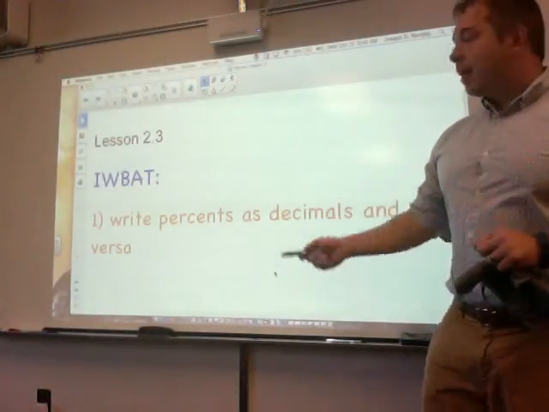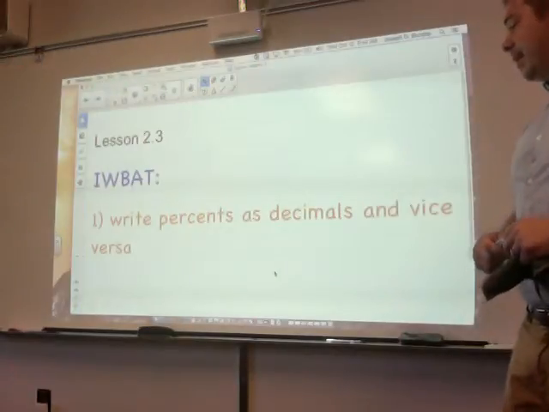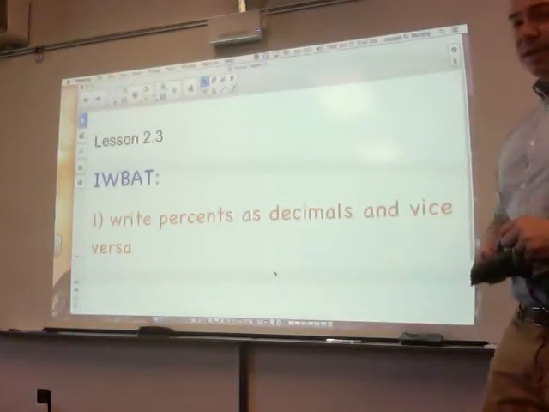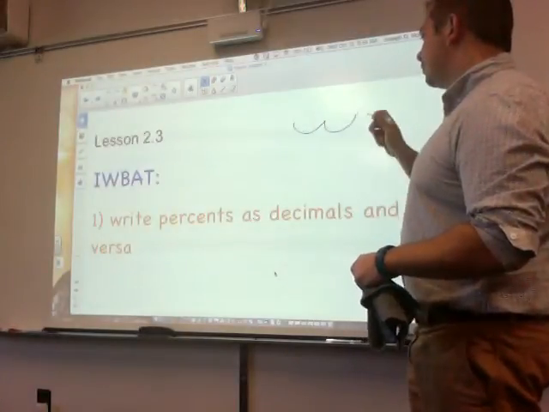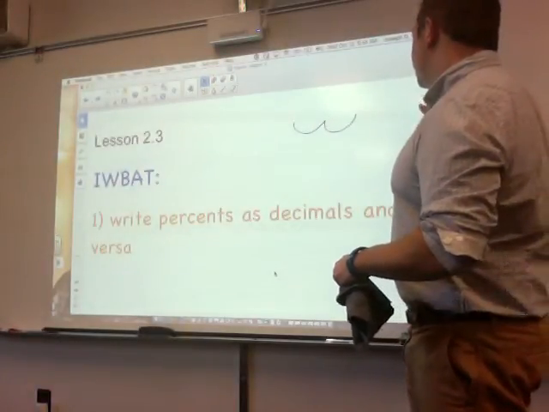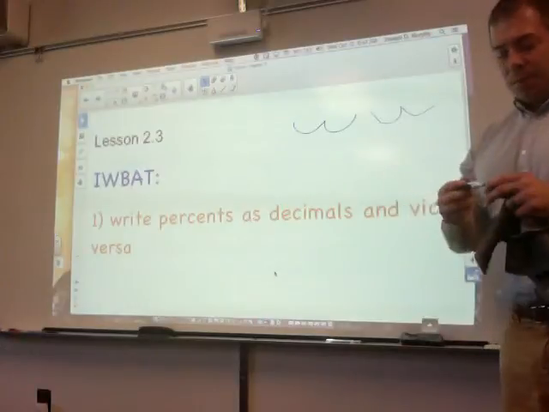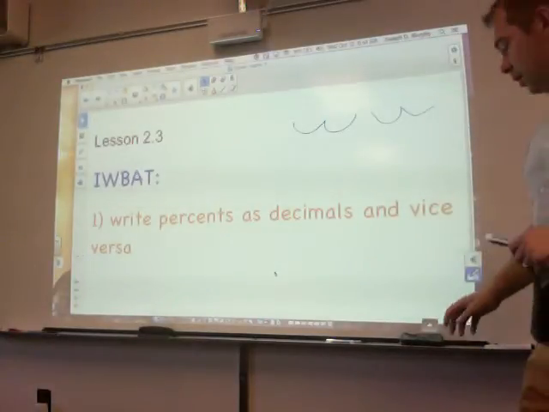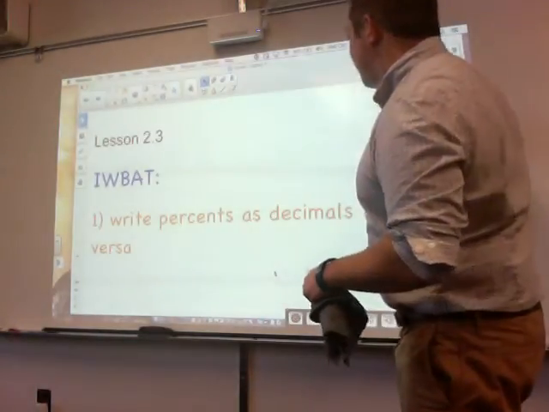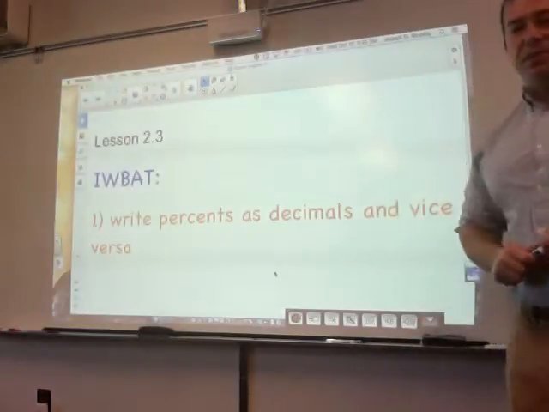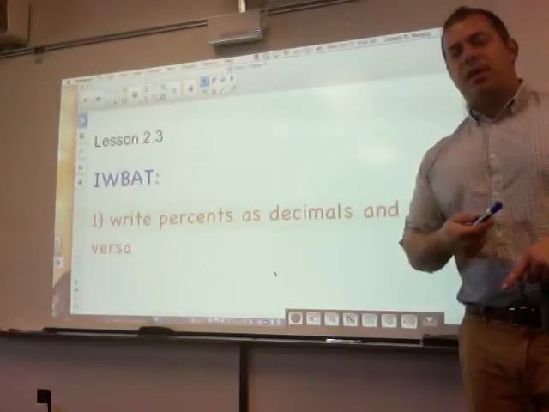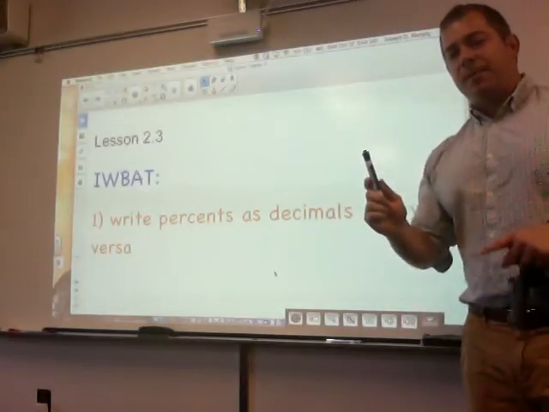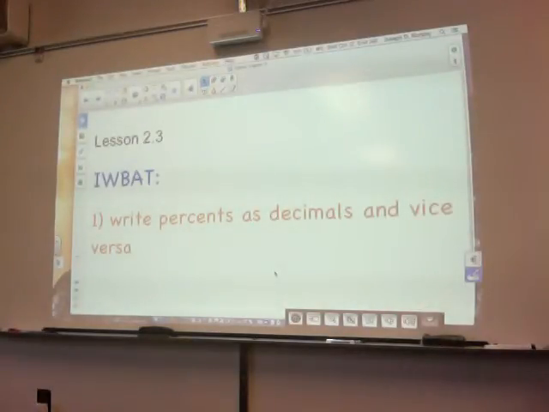Here's your objective. I will be able to write percents as decimals and vice versa. Basically, if you can do this, and if you can do this, swooping 2 to the left and 2 to the right, you're going to be successful today. If not, I guess we'll have to have a conversation. But I think you'll be able to handle this pretty well. The trick is remembering when to swoop to the left and when to swoop to the right. All right, let's get swooping.